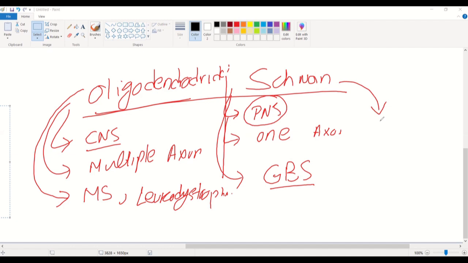So the Schwann cells myelinate the peripheral nervous system, but the exception of these are cranial nerve 1 and 2. These nerves are not myelinated by Schwann cells. These nerves are myelinated by oligodendrocytes, right? So that's why in GBS, cranial nerve 1 and 2 are not affected. These nerves are affected in multiple sclerosis because in multiple sclerosis oligodendrocytes are damaged, right?